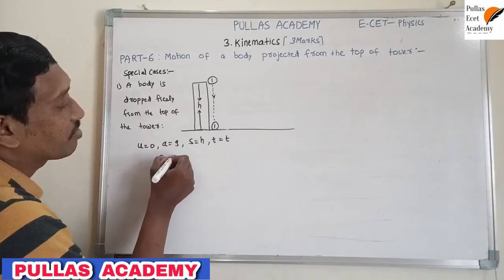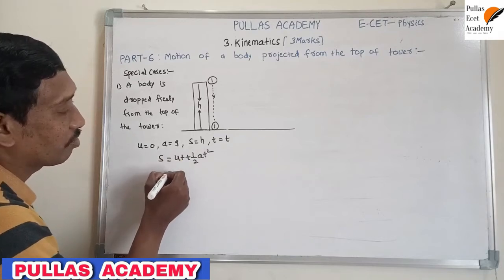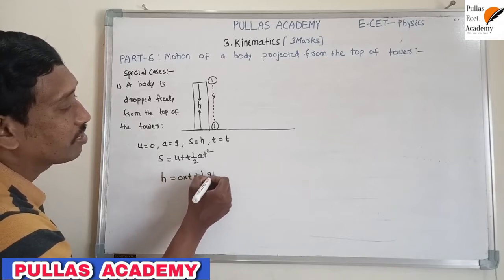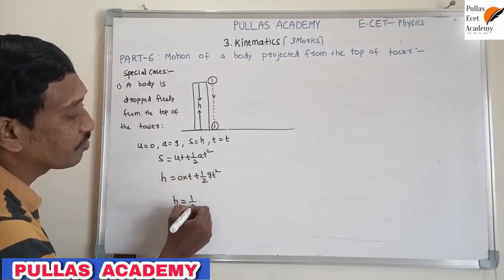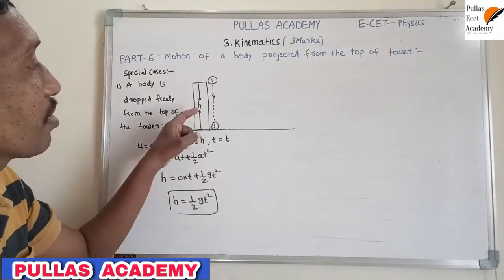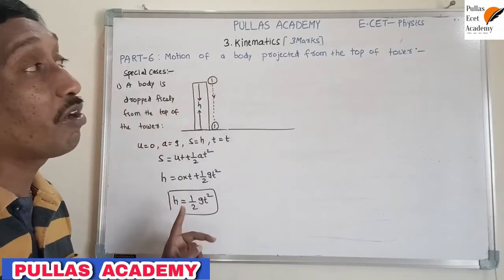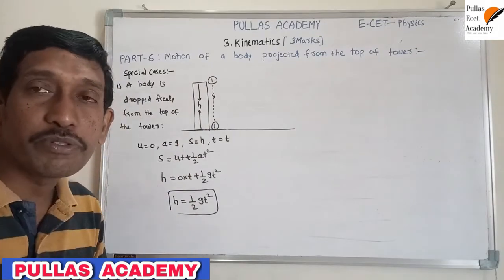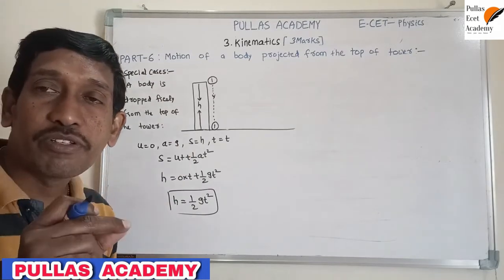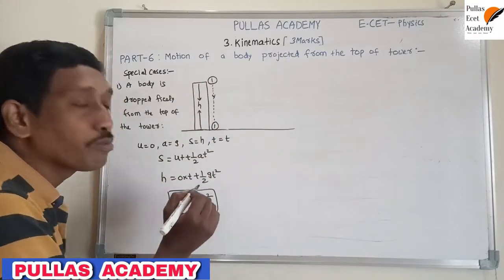In the same equation, s is equal to ut plus half at square. If you substitute s is equal to h, u is equal to 0, into t plus half g t square, that means h is equal to half g t square. Already we have derived this. So sometimes when asked for the height of the tower, when a body is dropped from the top of the tower, use this formula. Not always use that formula. If the body is projected upwards from the top of the tower, only that equation applies. What is that equation? h is equal to minus ut plus half g t square. Otherwise, if it is dropped from the top of the tower, use this formula.